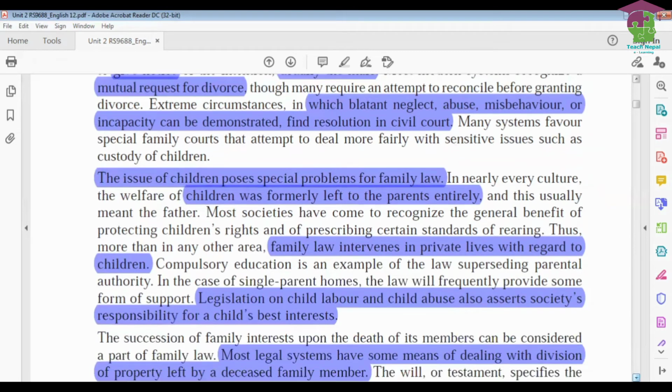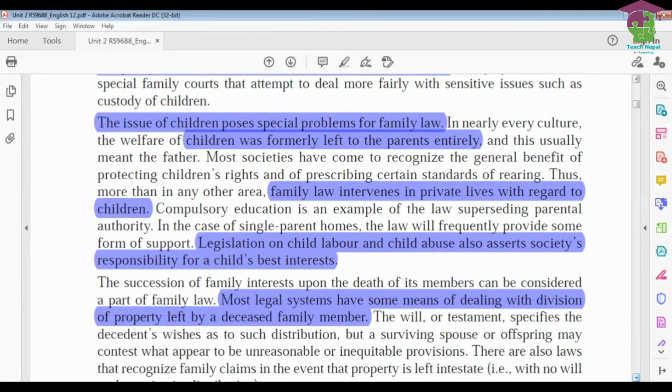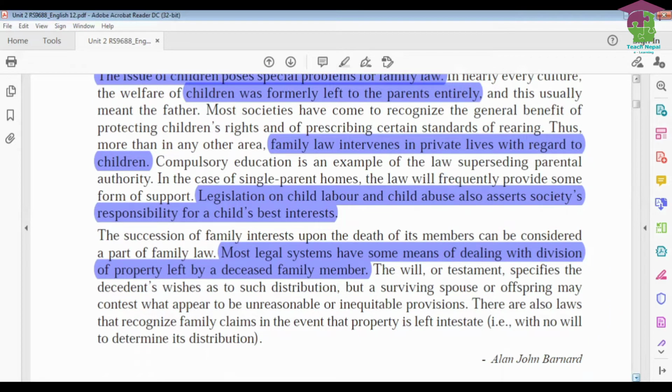The issue of children poses special problems for family law. In nearly every culture, the welfare of children was firmly left to parents entirely, haina parents lai chai chhadieko huncha children ko welfare ko issue chai, and this usually meant the father, mostly the father lai zimma dieko huncha if the marriage is dissolved or if the marriage gets destroyed. Most societies have come to recognize the general benefit of protecting children's rights and of prescribing certain standards of rearing. There you go.